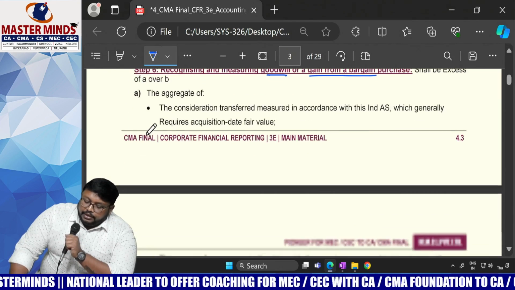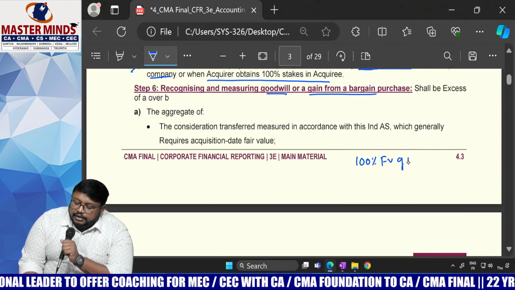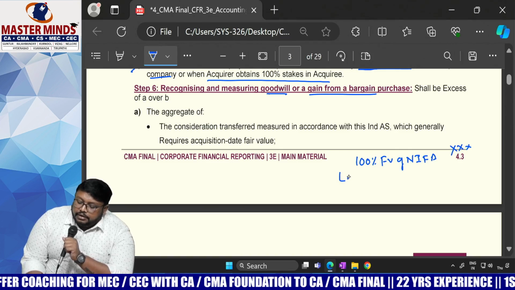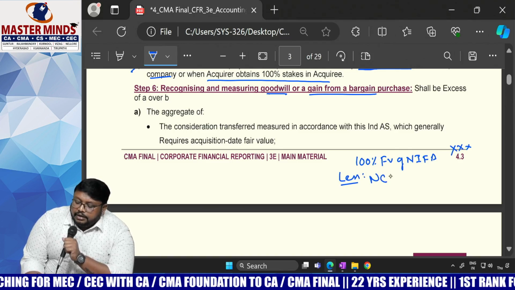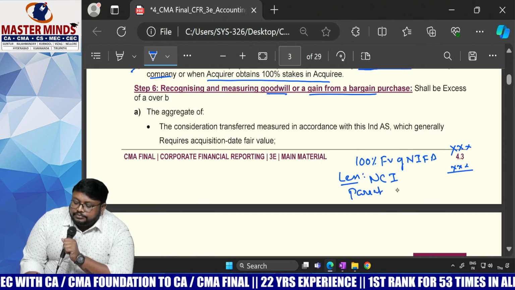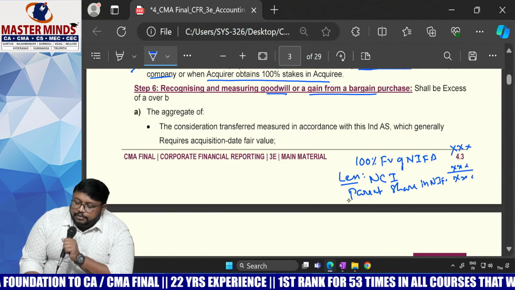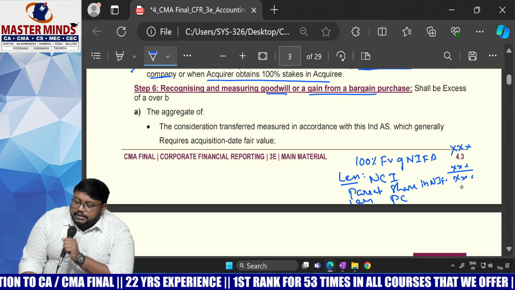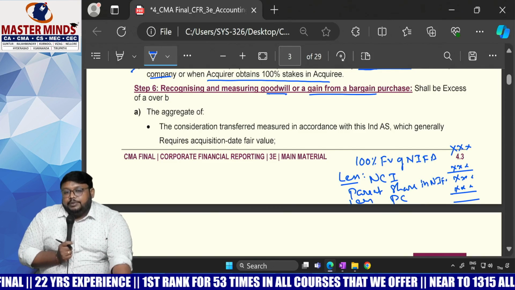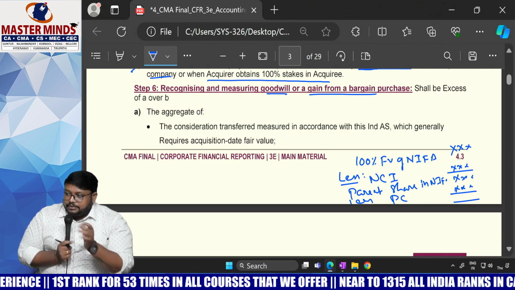Here, I told you one method in the morning. So 100% fair value of net identifiable assets, some amount we are having. Less, what do we deduct? Non-controlling interest we are deducting. Then what will we get? Parent share in the net identifiable assets. And from the parent share, I am deducting purchase consideration. If purchase consideration is more than the parent share, then goodwill will come. If purchase consideration is less than the parent share, gain on bargain purchase will come. That is one method.